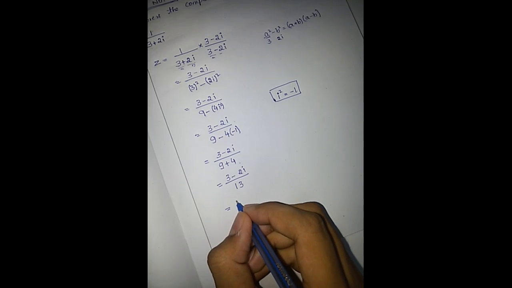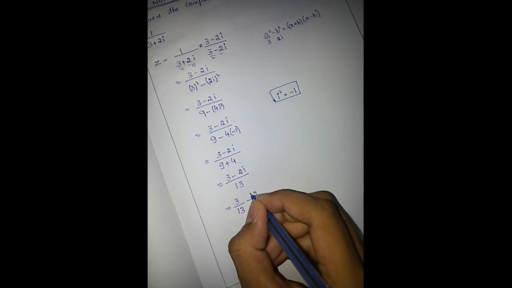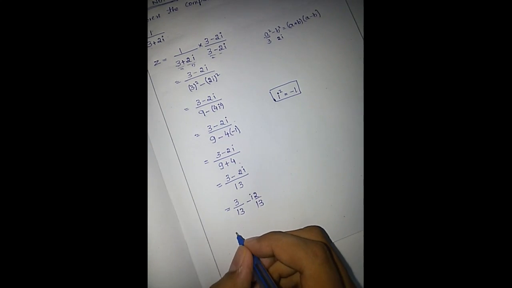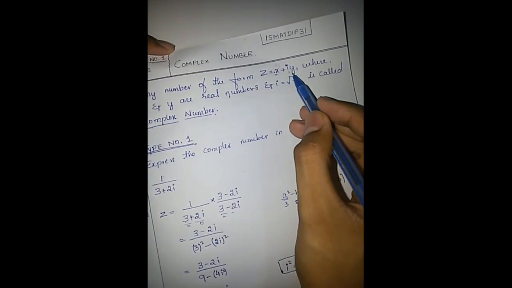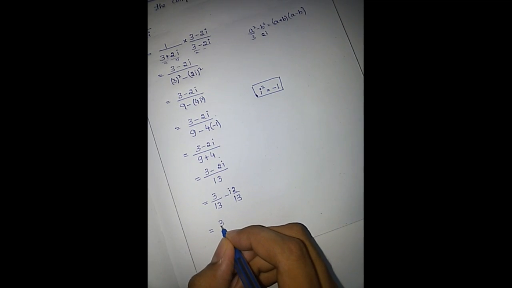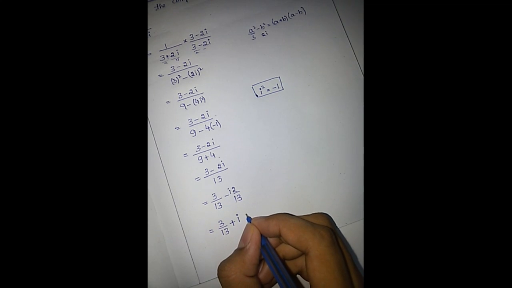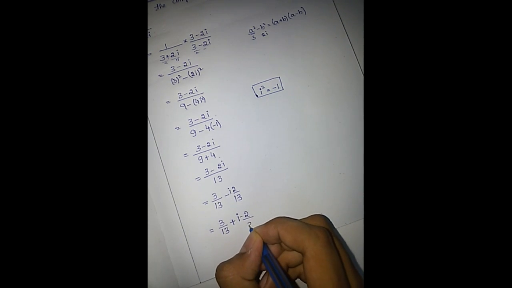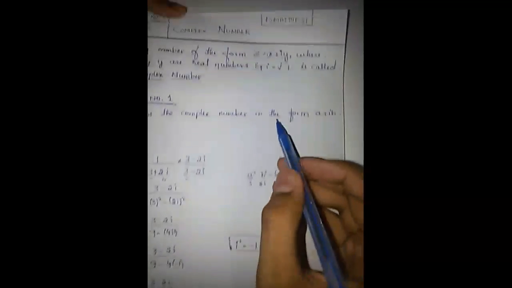So let us express this as 3 by 13 minus i into 2 by 13, in the form x plus i into y. That is 3 by 13 plus i into 2 by 13. This is the equation in the form x plus i into y. Let's solve another example of a similar type.